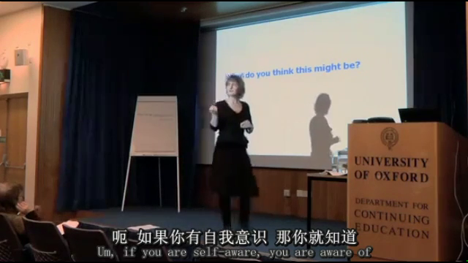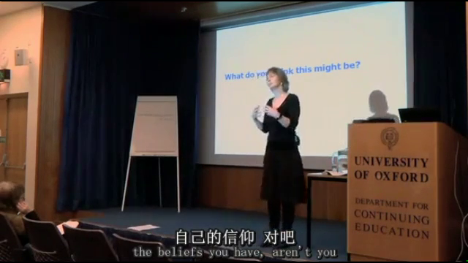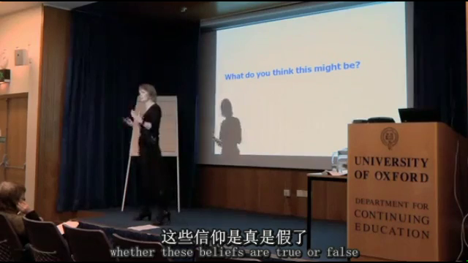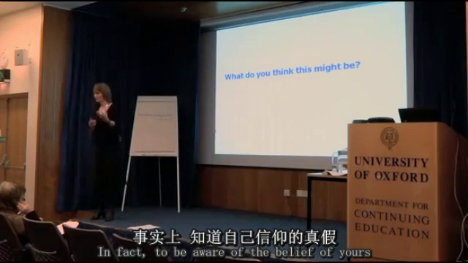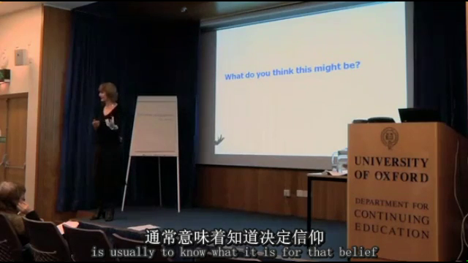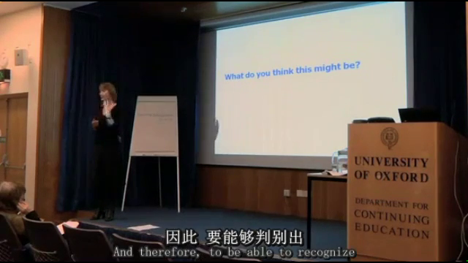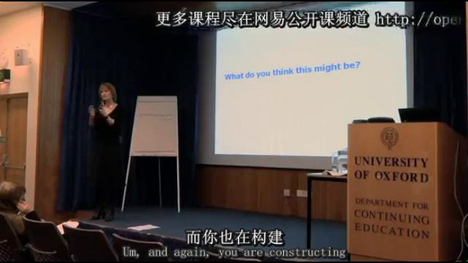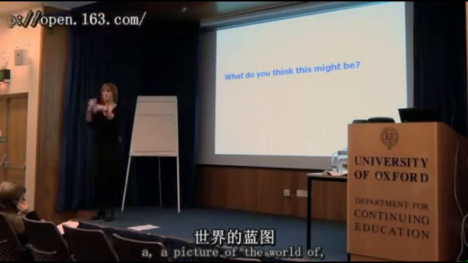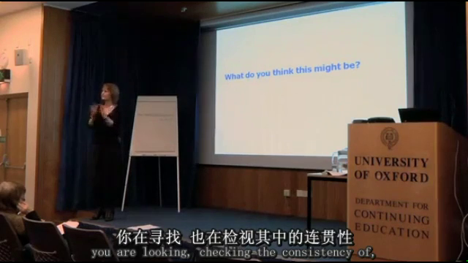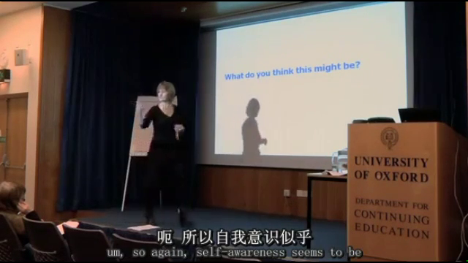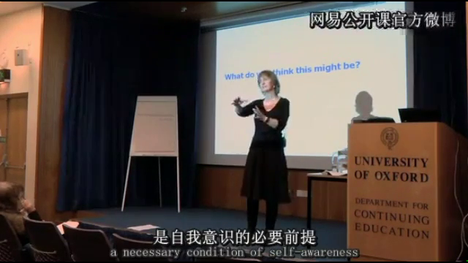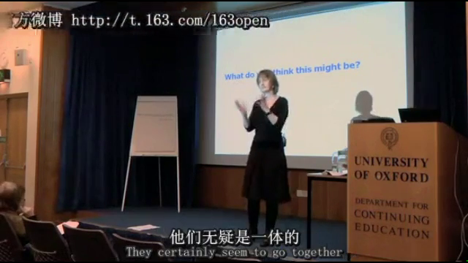If you're self-aware, you're aware of the beliefs you have, aren't you? And being aware of your beliefs, you can also be aware of whether these beliefs are true or false. In fact, to be aware of a belief of yours is usually to know what it is for that belief to be true or false, isn't it? And therefore to be able to recognise when that belief is true or false. And again, you're constructing a picture of the world, of a lot of beliefs that, again, you're checking the consistency of. So again, self-awareness seems to be a necessary condition of rationality. Or is it that rationality is a necessary condition of self-awareness? They certainly seem to go together.